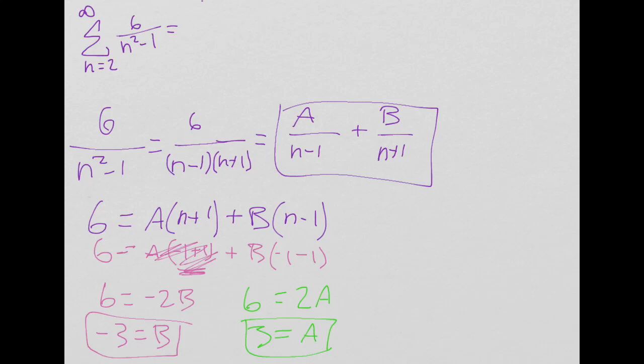So we can write this as our value for a, which we found to be 3 over n minus 1, plus our value for b, which is negative 3. So I'm actually going to write that as minus 3 over n plus 1. Which again, you might be like, okay, cool, I still don't know how to find the sum of that series. And also I should be careful here. I should still write my sigma notation there that I have from the beginning.